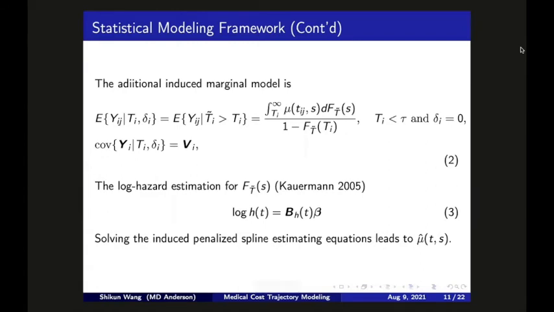At second stage, we consider using all available data to estimate the mean and variance of the incident cost of a generic subject I with the following mean function induced by adjustment for censoring. The key idea is to use conditional expectations for GEE model to account for a censored covariate, the survival time. And to be consistent, the log hazard estimation of the cumulative density function of survival time is also approximated by penalized splines for the ease of interpretation and variance estimation. Solving the induced penalized spline estimating equations leads to mu hat TNS.